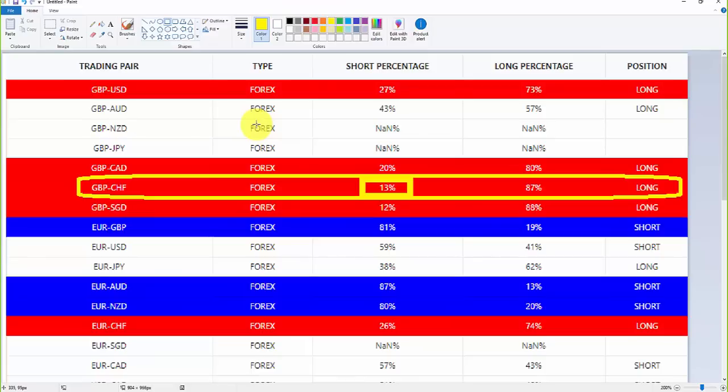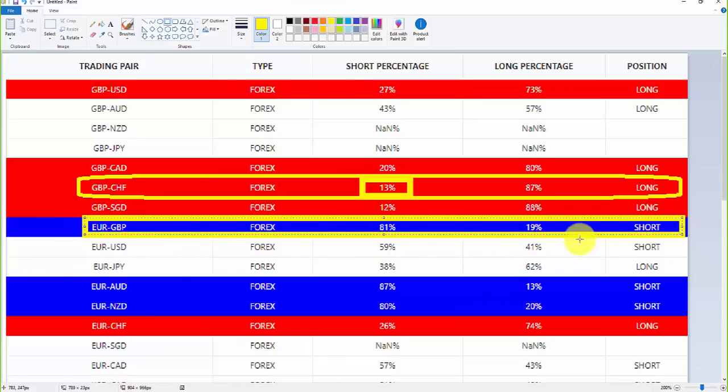So yeah, I really like using this as a trend indicator. So for example, I'm short pound Swiss now. I'm short the pound. I'm long the euro pound. So I'm in the 19% of traders who are long the euro pound, because 81% of them are selling.